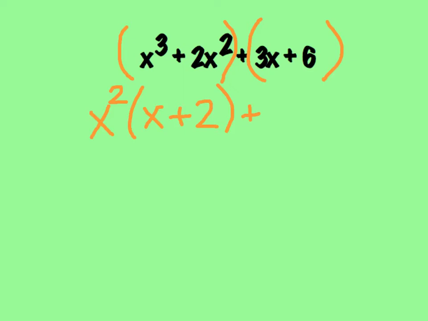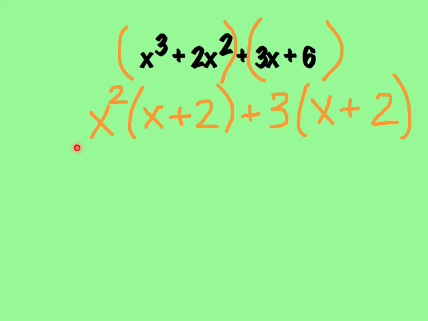Now I need to factor out my GCF in my second binomial, which is 3x plus 6. So my greatest common factor is going to be 3. When I take a 3 out, I'm left with x plus 2. A couple of things are happening right here. First of all, you'll notice that these 2 binomials are exactly the same, as they should be.